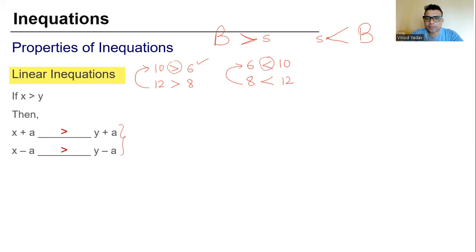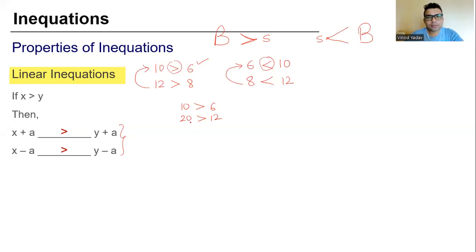All right. Let's see what about multiplication. So same example, 10 more than 6. If I multiply by 2 on both sides, we get 20 and 12. Wow. So 20 is more than 12. No change. The inequality symbol did not change.